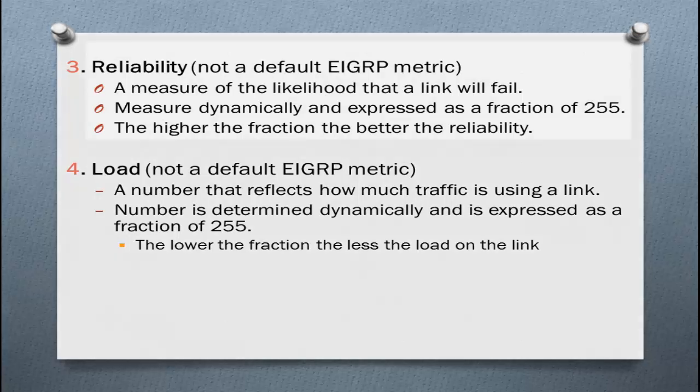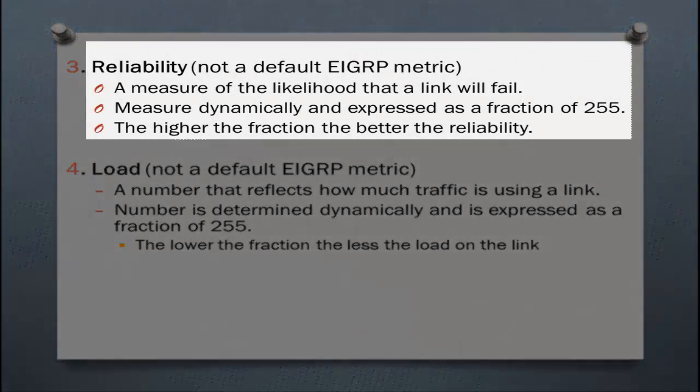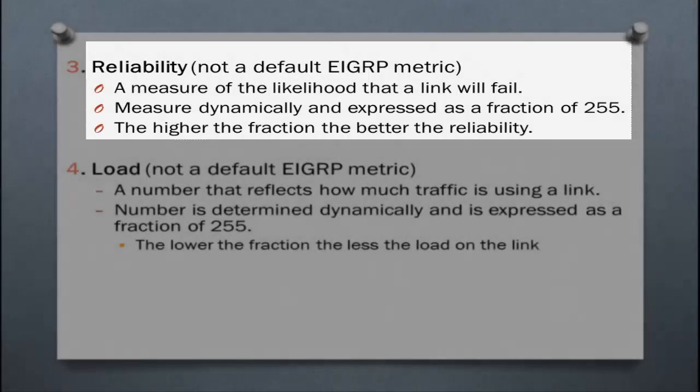The third one is reliability. Reliability is not a default EIGRP metric. It is a measure of the likelihood that a link will fail. It is measured dynamically and expressed as a fraction of 255. The higher the fraction, the better the reliability.